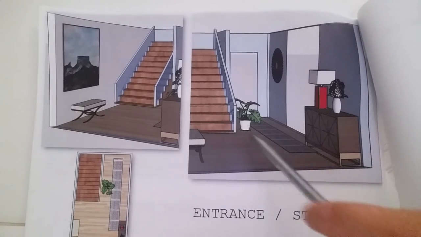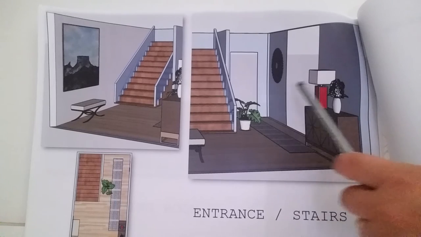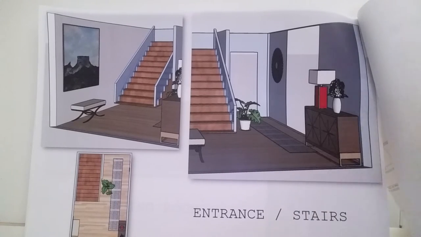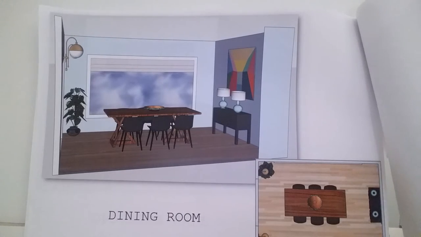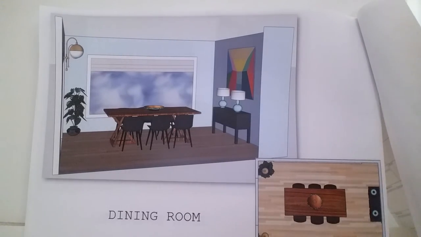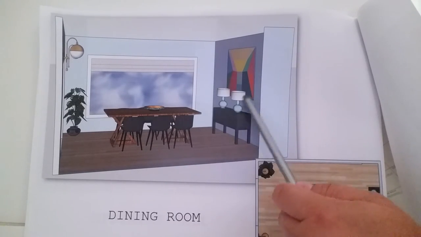As you can see here in this picture of the entranceway, you can see the accents of the colours coming through. The walls are blue, which is the main colour in the hallway. In the dining space, I've kept the furniture quite neutral and just added some colours in the painting here and in the lamps.